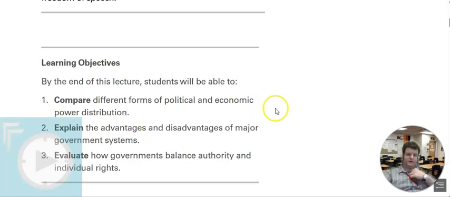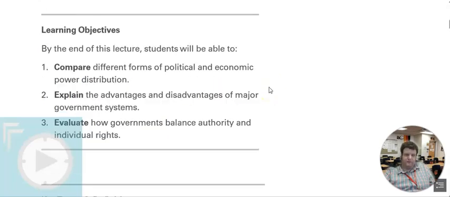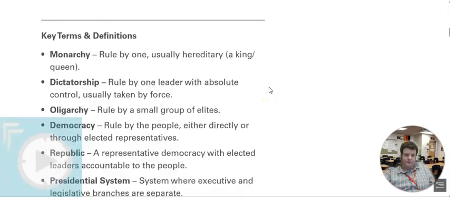For our learning objectives, we've got 3 in total. We're going to compare different forms of political and economic power distribution. We're going to explain the advantages and disadvantages of some major government systems. We're going to evaluate the balance of authority and individual rights as well. So those are the 3 things we're going to be focusing on. Now, there are a few terms and definitions we need to go over. Let's get right into them.